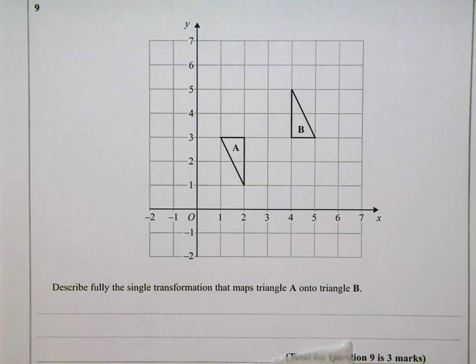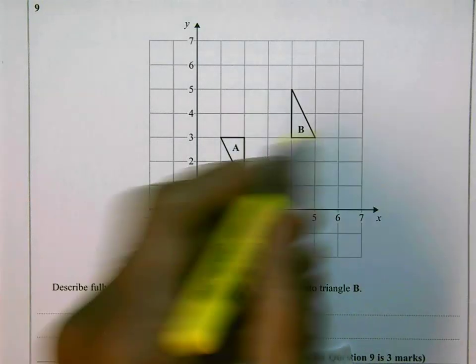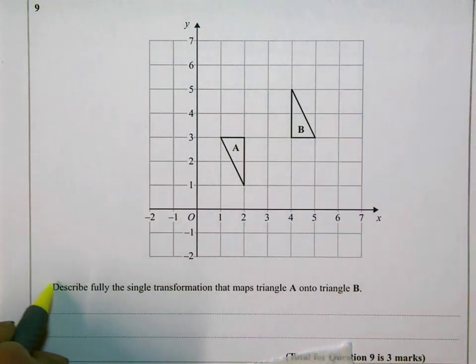Okay, this is question 9 on the higher non-calculator paper. As with all questions, read the question carefully first. You can see that they've given you a graph. They've got two triangles on it, A and B. The question says describe fully.